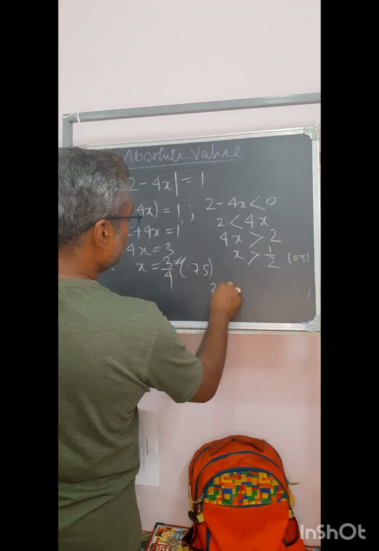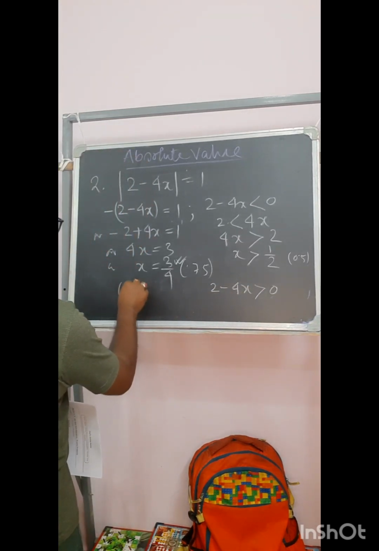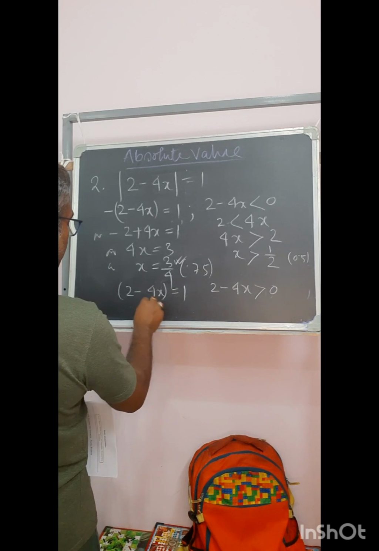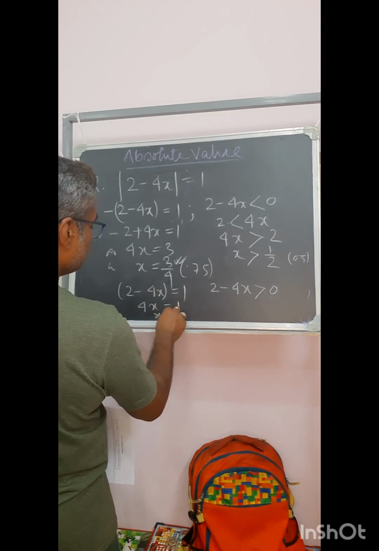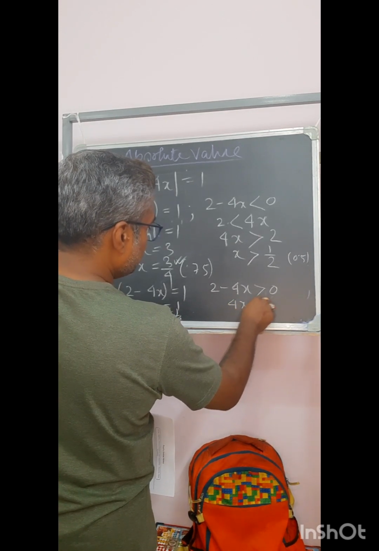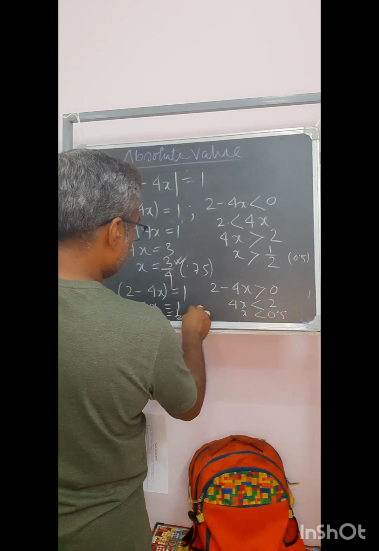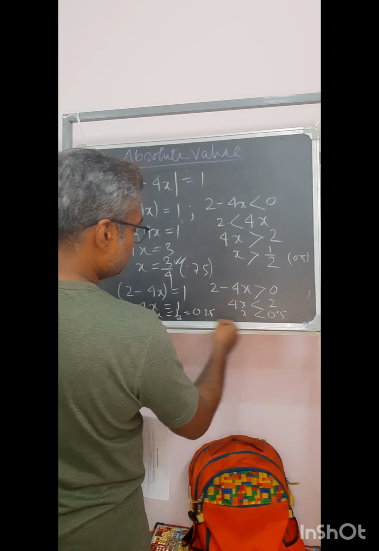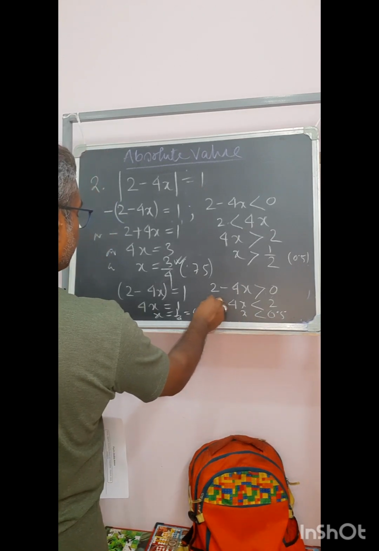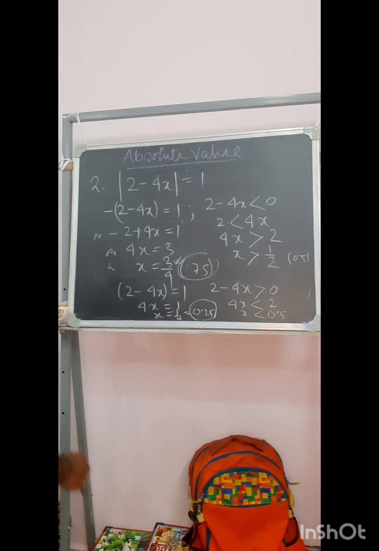Later, if I take 2 minus 4x, the second condition greater than 0, your equation will stand as 2 minus 4x is equal to 1. From there 4x equal to 1, x is equal to 1 by 4. So from here we get 4x less than 2 and x less than 0.5, and here it is 0.25. So it also satisfies the equation, x is equal to 0.25, which is less than 0.5. So I am getting two solutions for this equation: one is 0.75, one is 0.25. Okay.